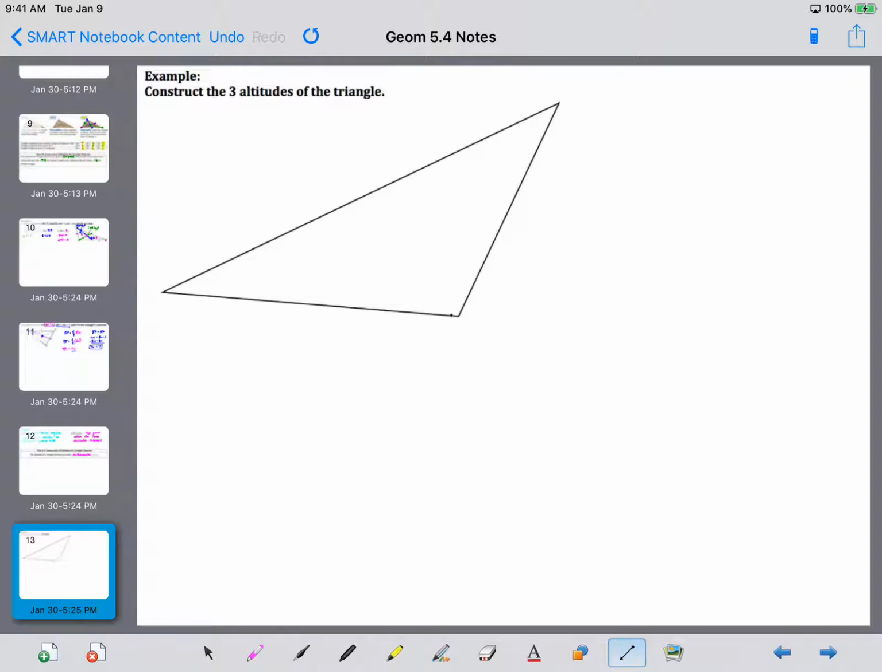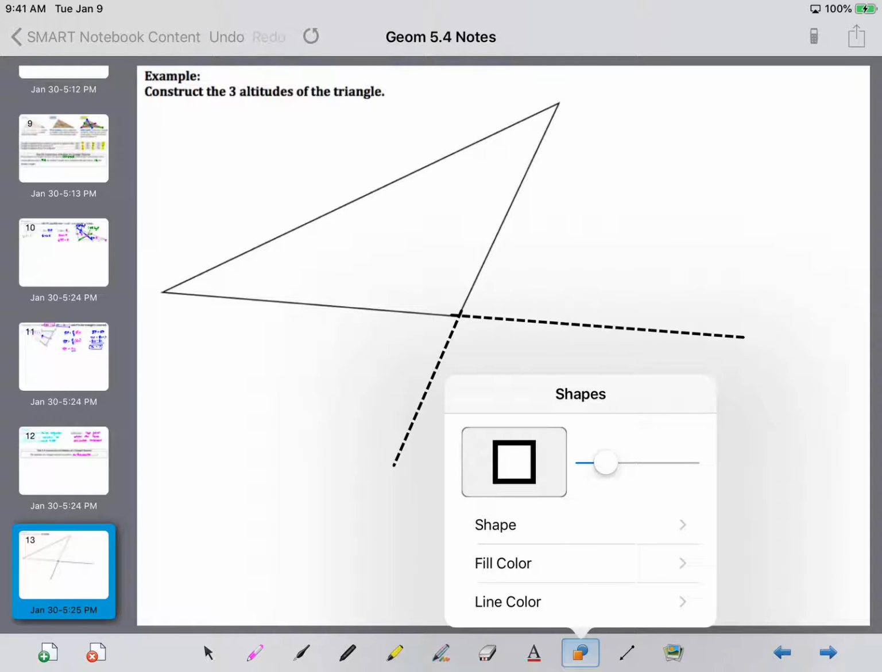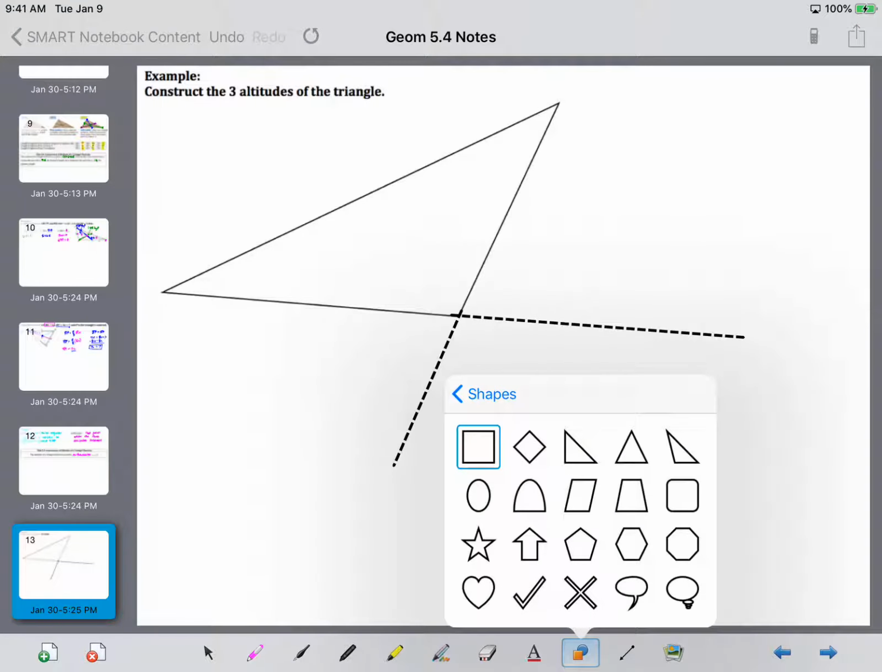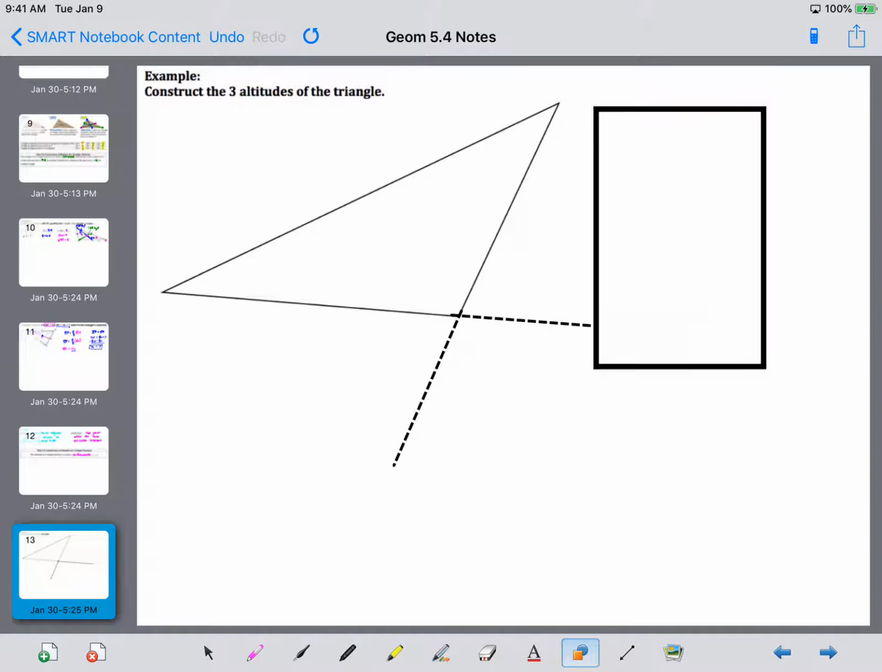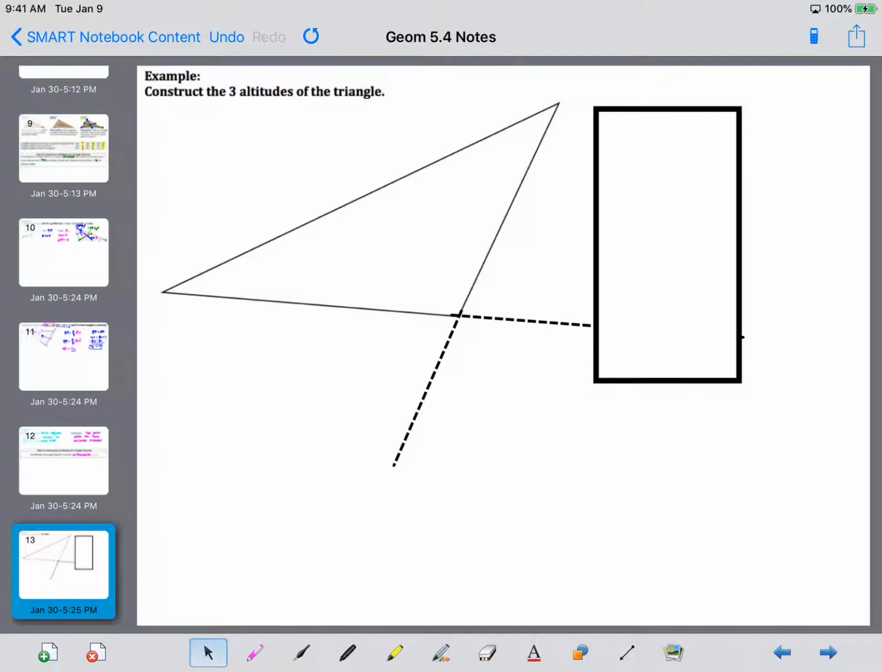So I'm just going to extend this side as far as I can, and I'm going to do the same thing with this other side. So the side that makes the obtuse angle, you do need to extend those 2 sides. All right. And I always just like to use the note card method when I'm making right angles. So hopefully you still have a note card handy.